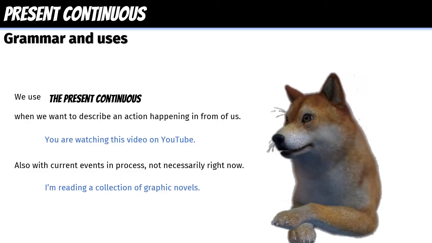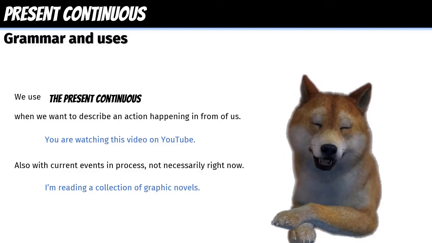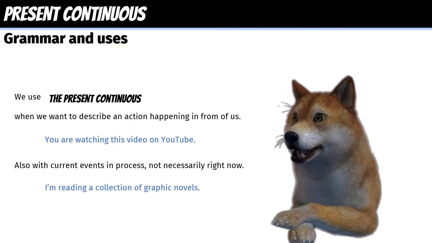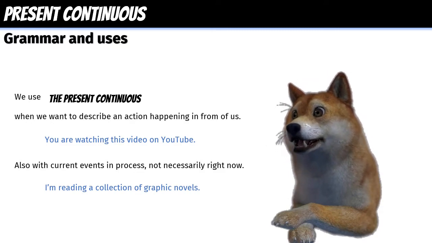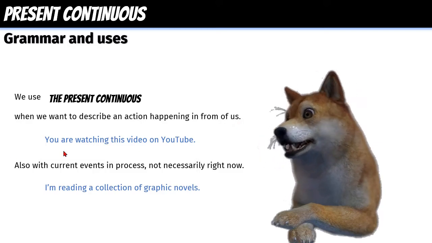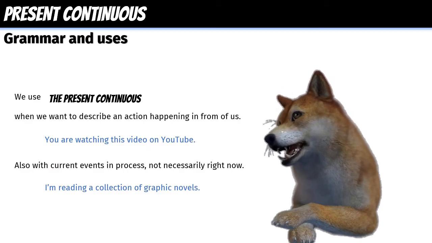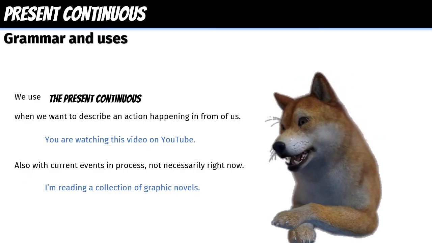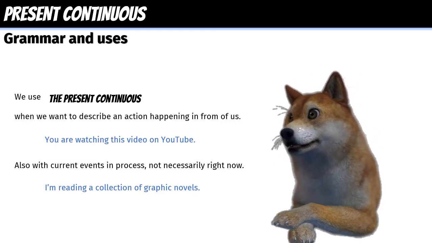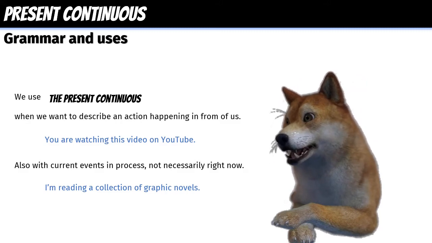So we have here what's the present continuous. Actually, in the last part, when I was talking about those people, I used the sentence in present continuous. It's something that we use when we describe actions happening in front of us. In this moment, you are watching this video on YouTube. Also, with current events that are not necessarily happening right now, but they're in process. In this moment, I'm reading a collection of graphic novels. I started with Persepolis, so I have that going for me.